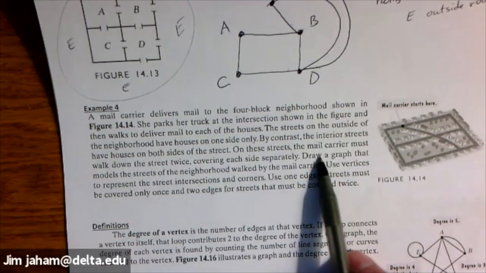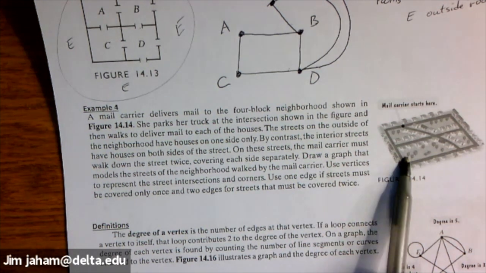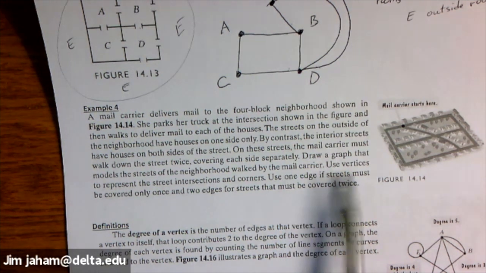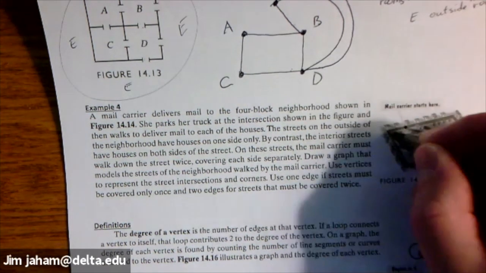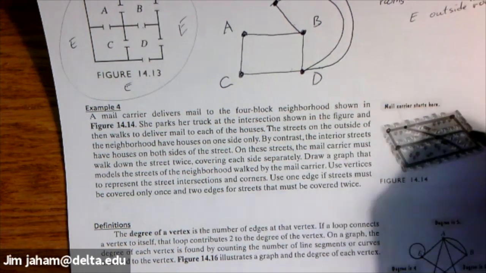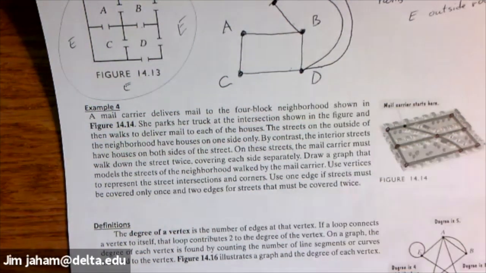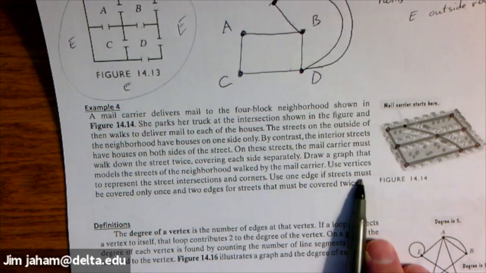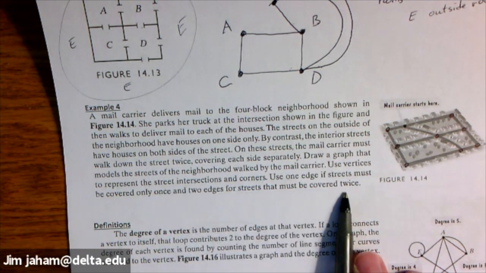this one is kind of the last one that we'll see. This is: draw a graph that models the streets of the neighborhood walked by the mail carrier. Use vertices to represent street intersections and corners. Intersections and corners, so those are the vertices. And use 1 edge if streets must be covered only once, and use 2 edges for streets that must be covered twice.